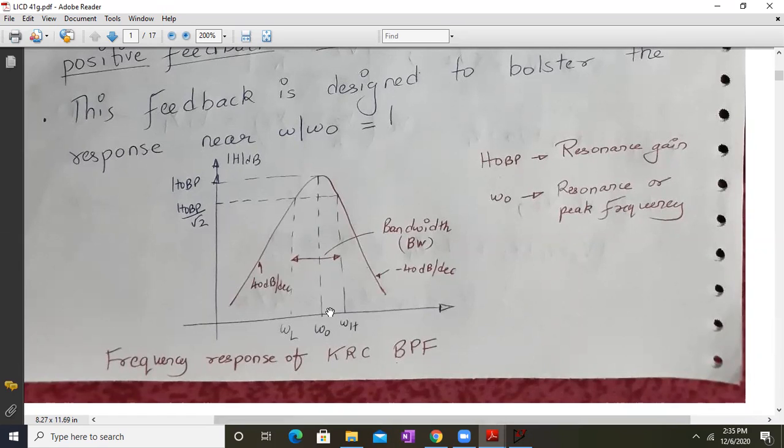Okay, so this point is clear. All the frequencies below omega L and above omega H are rejected at the rate of 20 dB per decade. And the bandwidth of this bandpass filter is given by omega H minus omega L.